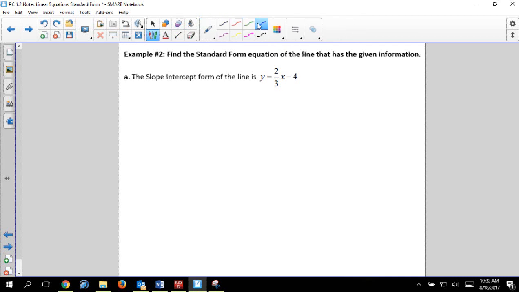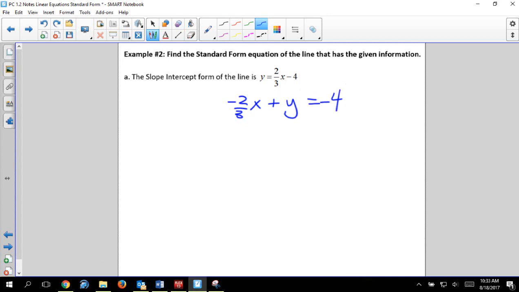How do I change y equals 2/3 x minus 4 into standard form? It's supposed to be Ax plus By equals C. Yes. Wait, what's your name? Jenna. Jenna. You subtract 2/3 x. Subtract 2/3 x. That is one way you could do it. There's many ways you could do it, but that is one way we could do it. So you might have been thinking something different. There's other ways to do it. It's okay to do it a different way.